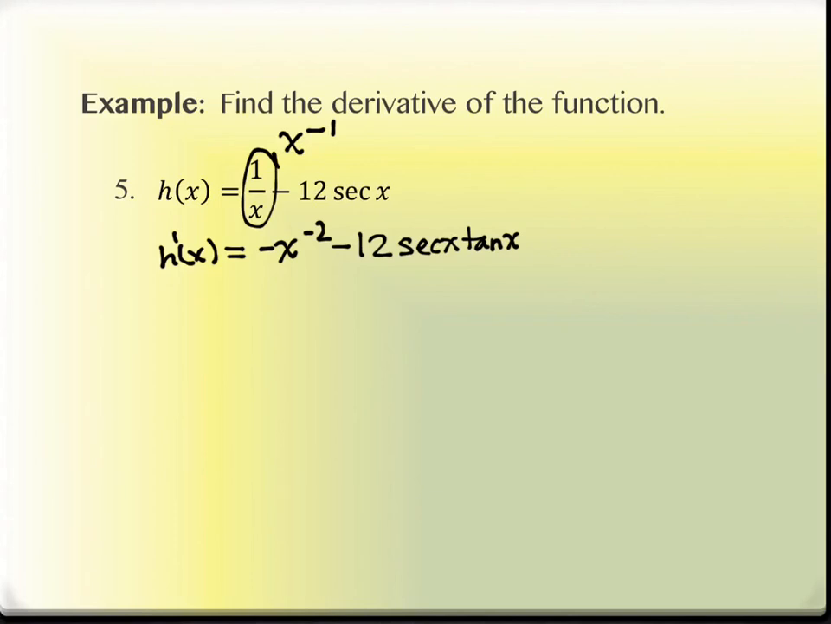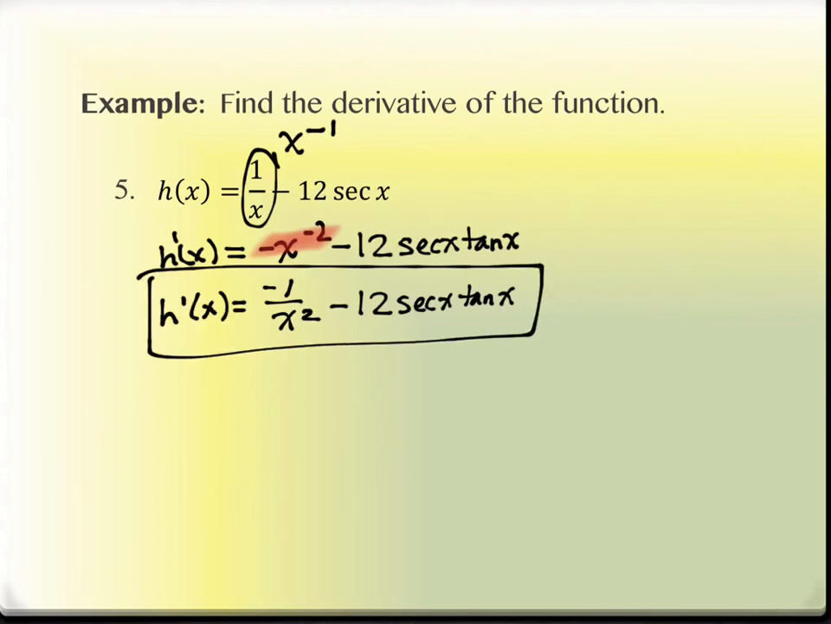And then the only cleanup I have to do is the polynomial piece right here at the beginning. I don't have any negative exponents to start the problem, so I should have no negative exponents to end the problem. So how would I rewrite negative x to the negative 2? Yep, and it's negative, so put a negative either out in front or on the top. And then the other piece is negative 12 secant x tangent x. Okay?